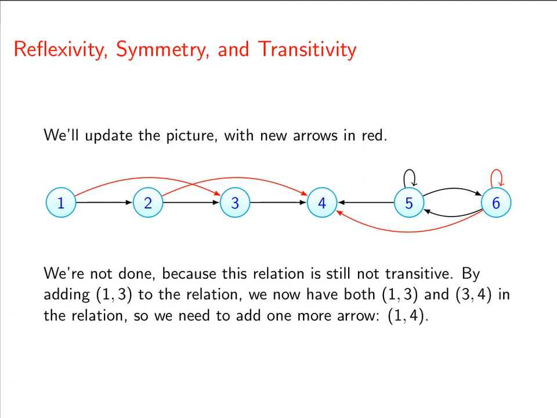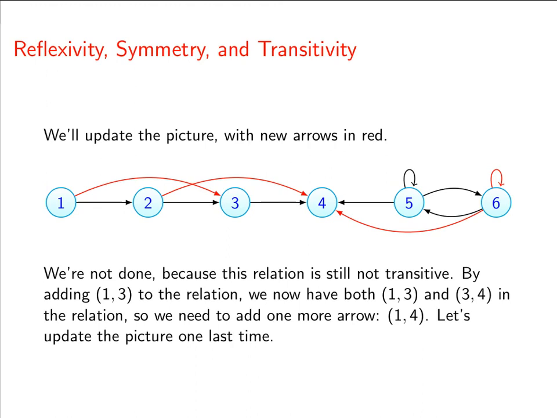So what happened here was there was a bit of a cascading effect. From the very original relation, there was no reason to have to add an arrow from 1 to 4, but by adding some arrows, it cascaded the effect, and now we have to add yet another arrow. Okay, so we'll add an arrow from 1 to 4 and update the picture.